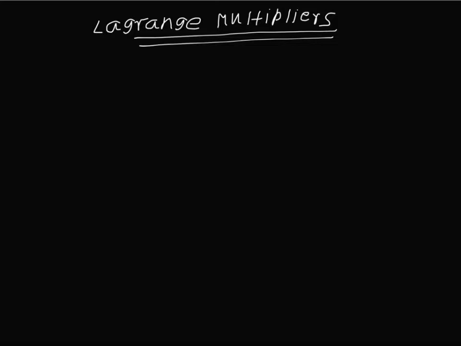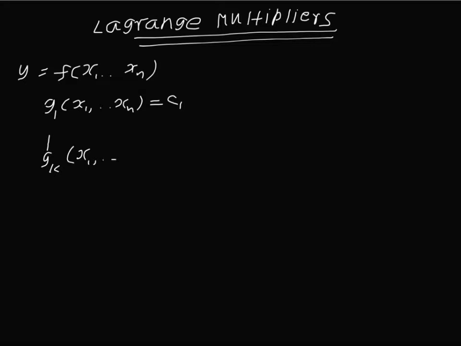We have a function f of x1 to xn. We call this y. Here we assume that the constraints can be expressed in the form of k functional equations. We can write our constraints: g1 of x1 to xn equals c1. Similarly, g2 up to gk of x1 to xn equals ck. So these are the constraints.